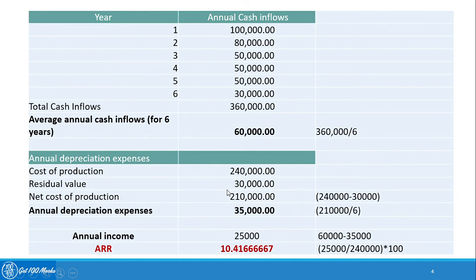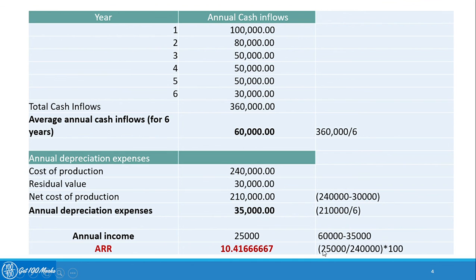I hope you all know what is depreciation. The machinery costs the company $240,000. And the residual value of the machinery is 30,000, which means after the life of the machinery, you will still get 30,000 out of that machinery. So all in all, the expense on the machinery is 2,10,000. 2,10,000 divided by 6 years will give you depreciation year on year, which is $35,000. So yearly cash inflow is 60,000, yearly cash expense is 35,000. Hence, the annual income is 60,000 minus 35,000, which is 25,000. So the annual income is given to you.